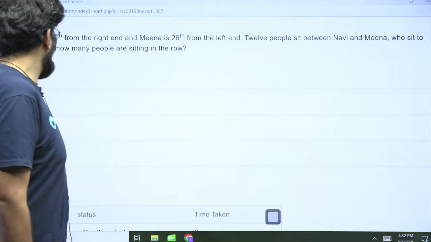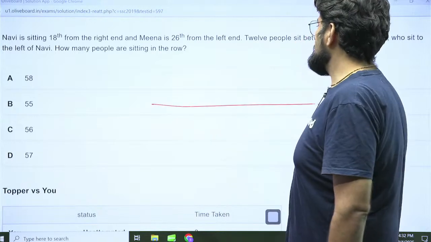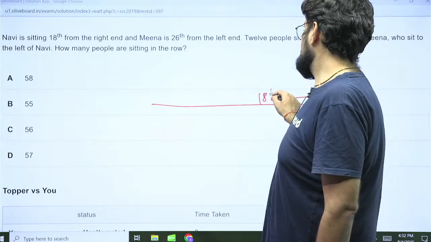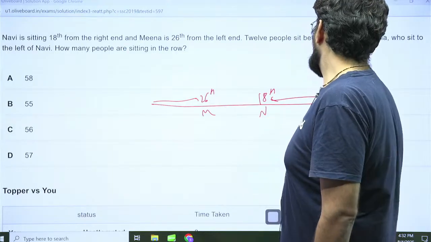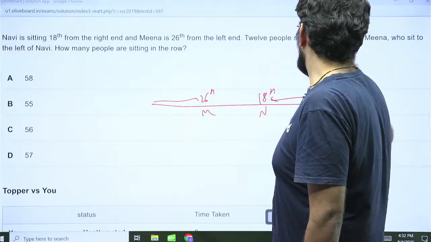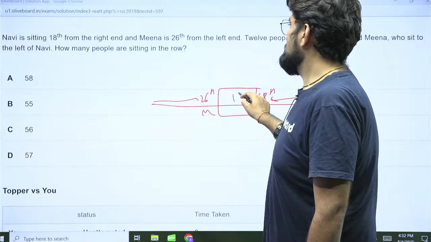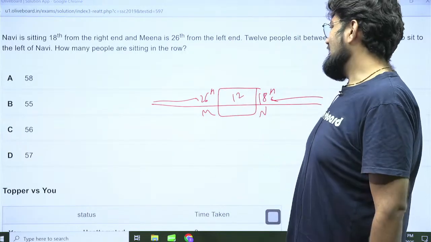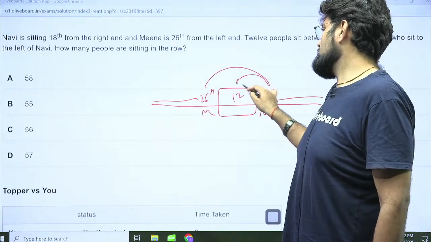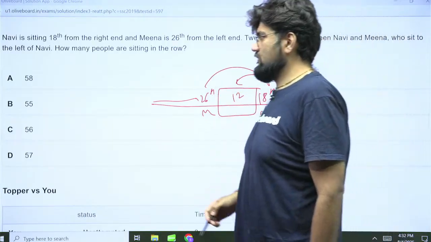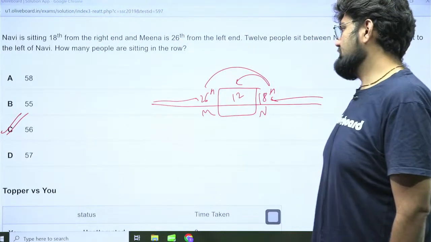Okay. Navi is sitting 18th from the right end. Meena is 26th from the left end. Twelve people sit between Navi and Meena, who sit to the left of Navi. How many people are sitting in the row? See, ideally, if we take it a normal case, non-overlap, we can simply add these 3 and get our answer. So 12 plus 18 is 30 plus 26 is 56. We have an option 56, done and dusted. It's as simple as that.